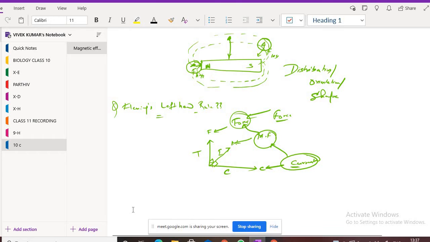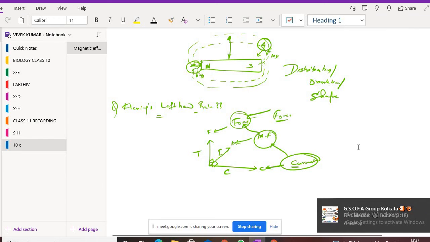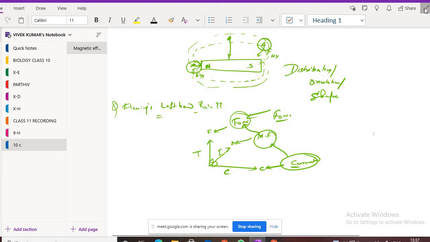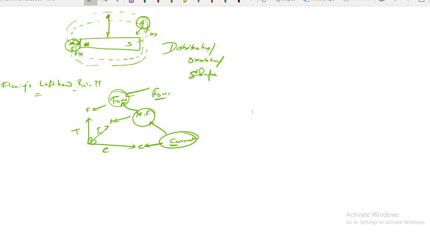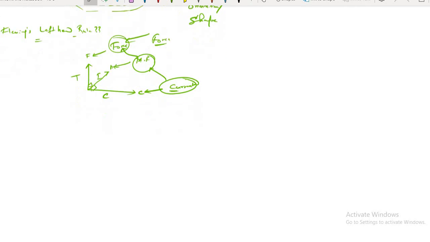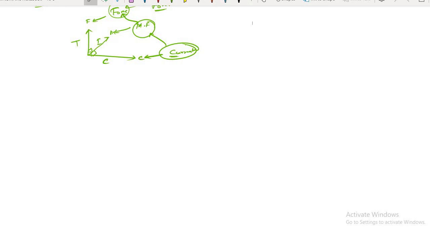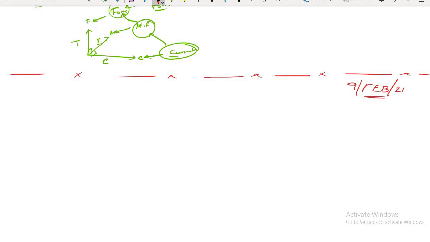Is the screen visible to you all? Yes, sir. Okay. There is a glitch. Just a moment. Now, is the screen visible to you properly? Yes, sir. So, today's date is 9th of Feb. So, this much we have done yesterday. We are going to start with the NCERT questions.